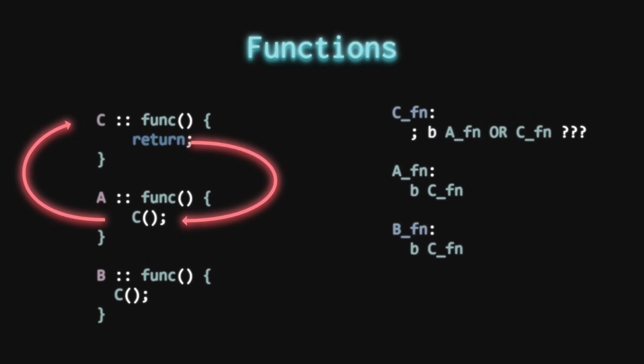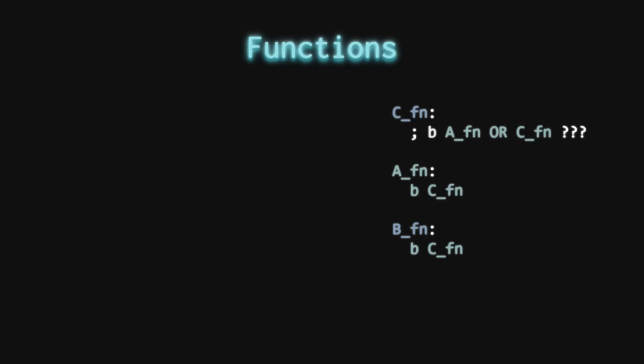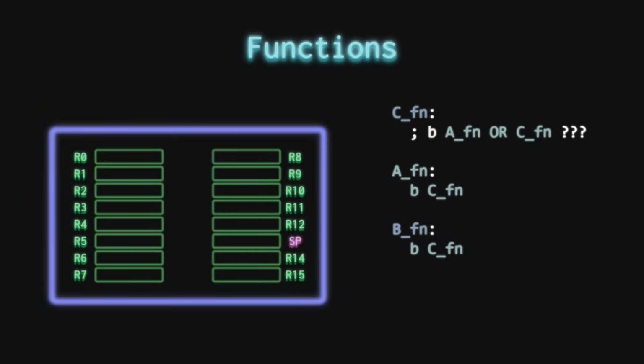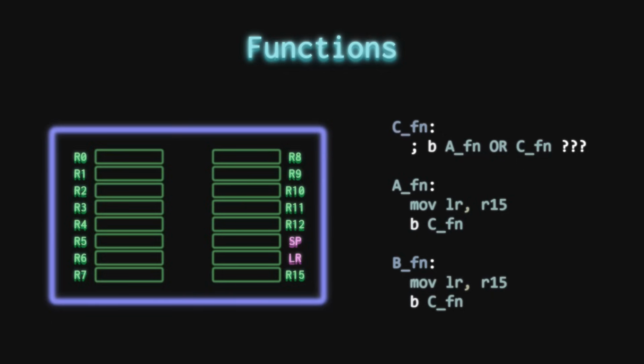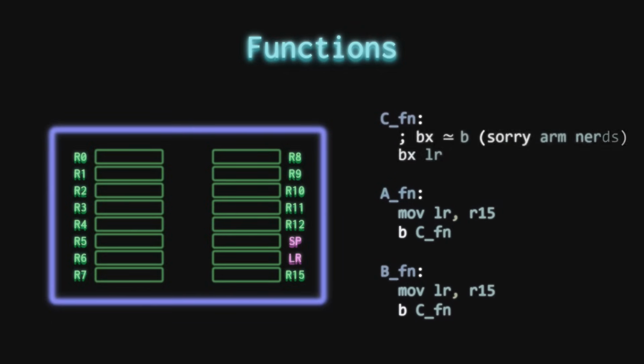called from different places. To handle this, we reserve a register R14 to act as the function return address, also called the link register. When jumping to a function, we set the LR register to the address that just passed the jump. This makes returning just become a BX LR instruction.